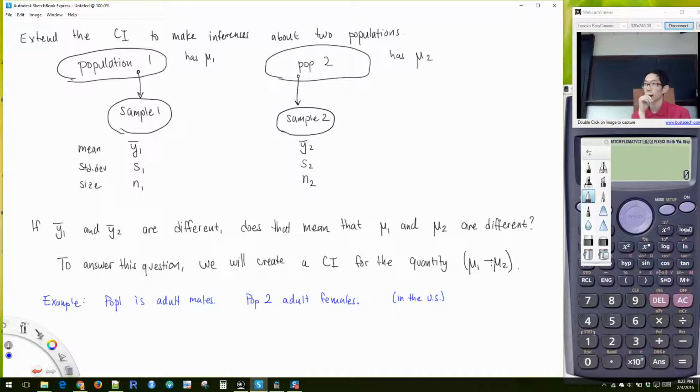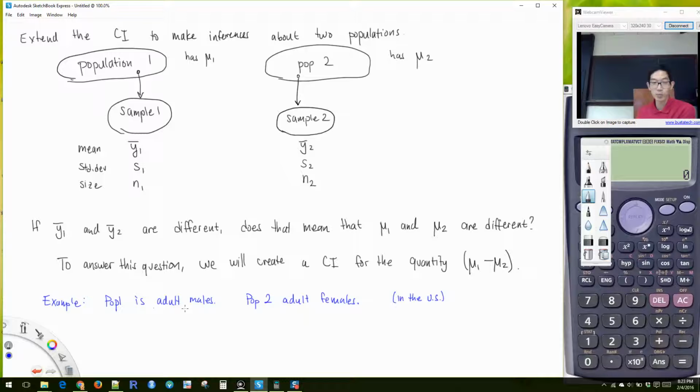Wouldn't it be like an extremely big number? If you're doing the population of adult males in the United States? Yeah, so we're talking about mu1 minus mu2, okay? So what is mu1? What's a plausible, okay, if I created an interval, okay, I'm sorry.